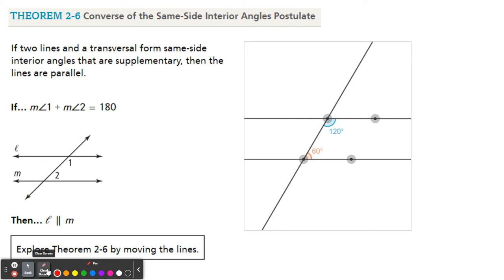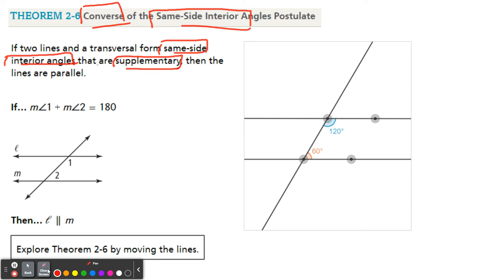Okay. Next one here. So the converse of the same side interior angles postulate. So again, if we have same side interior angles that are supplementary, then the lines are parallel, right? So in this picture, if 1 and 2 add up to 180, then the lines are parallel. So in this picture right now, 60 plus 120 is 180. So we would be able to say that this line is parallel to that line. So the lines are parallel.